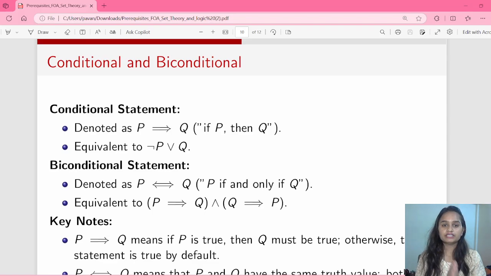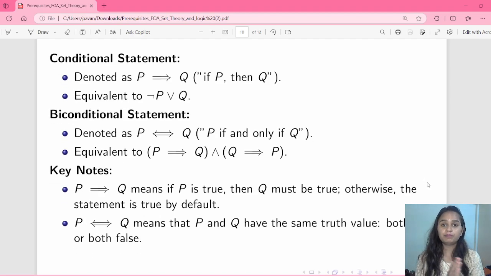Now we look at conditional and biconditional. Conditional statement: we have P and an arrow towards Q. This means, oh sorry, if P then Q. We read it as P implies Q, and this statement we also read as: if P happens then Q happens. The truth table of P implies Q is the same as the truth table of negation P or Q. You can check it.